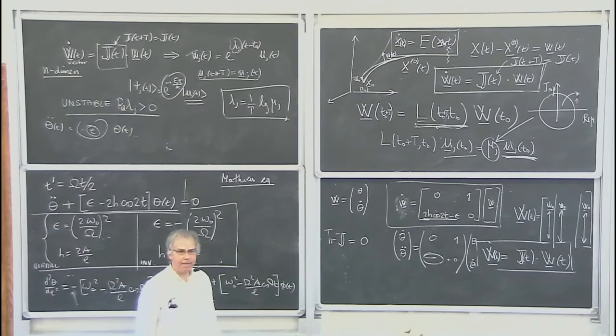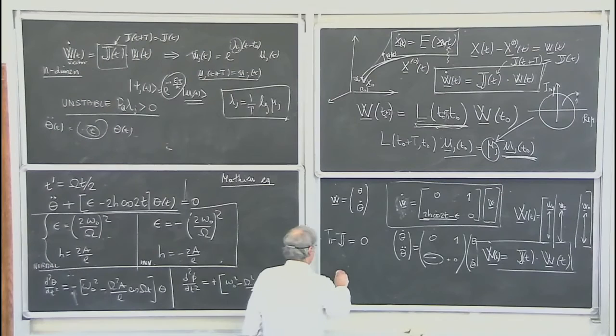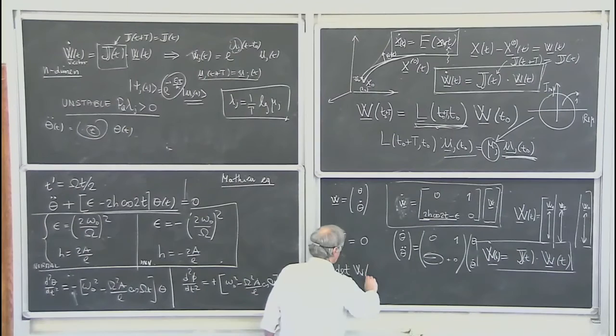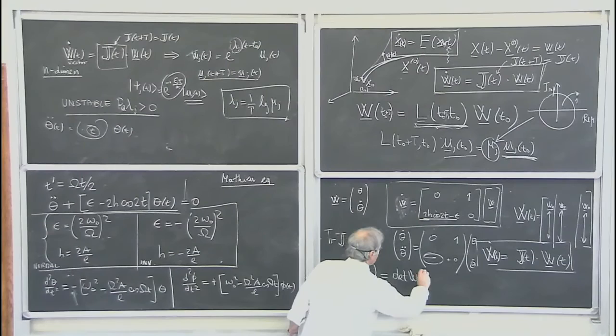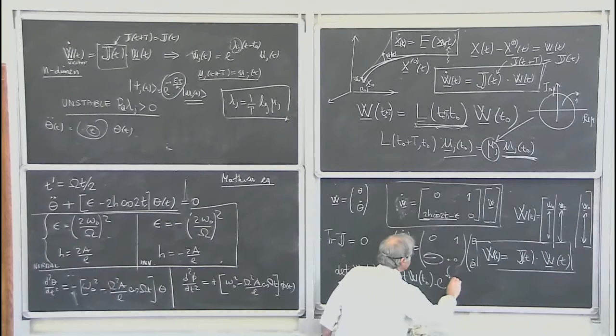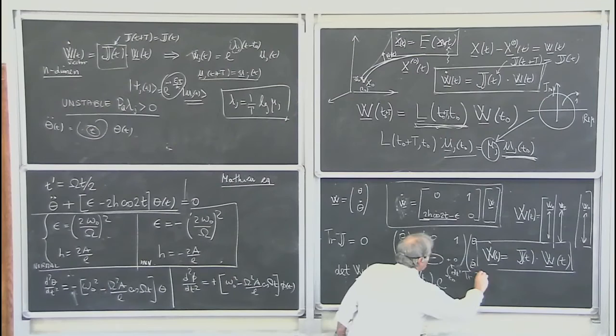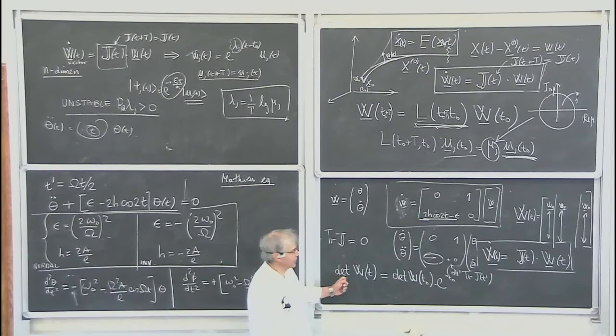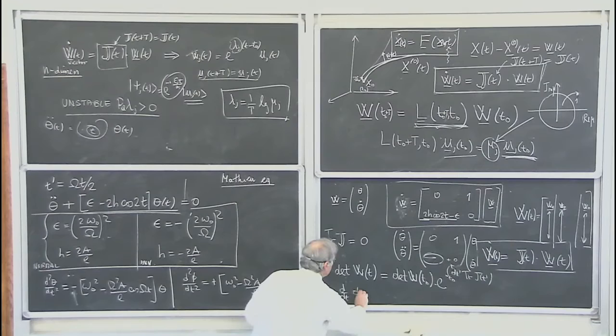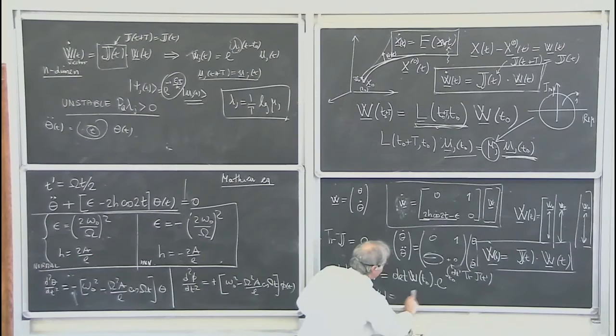Now, if you recall the Jacobi identity, I unfortunately erased it. Told you that the determinant of W at time t is equal to the determinant of W at time t0 times e to the integral from t0 to t of the trace of J(t'). In fact, I didn't write the solution. I wrote the differential equation. Remember, the derivative with respect to time of the determinant of W(t) is equal to the trace of J(t) times the determinant of W(t).